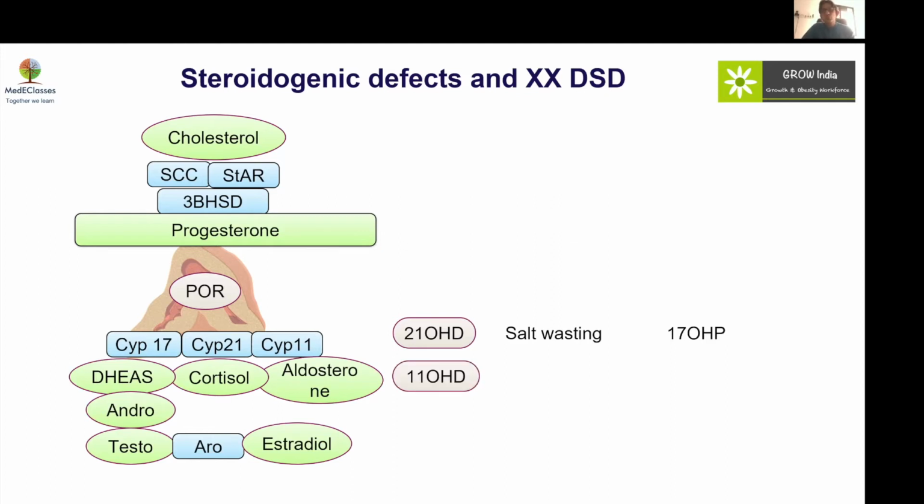The next most common, which is responsible for 5% of all XX DSD, is 11 hydroxylase deficiency. And we know that this 11 hydroxylase is present again in the cortisol pathway as well as the aldosterone pathway. But though it blocks aldosterone, the proximal metabolite, that is deoxycorticosterone, is also a potent mineralocorticoid. And it is the reason that due to this high DOC level, the child will have hypertension.